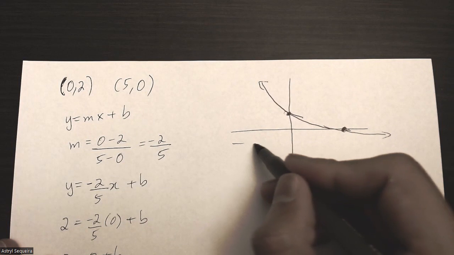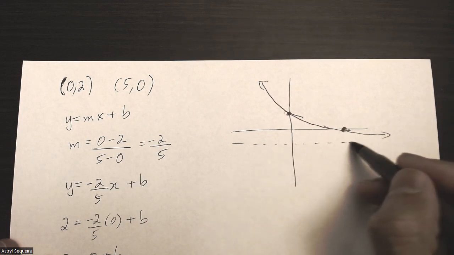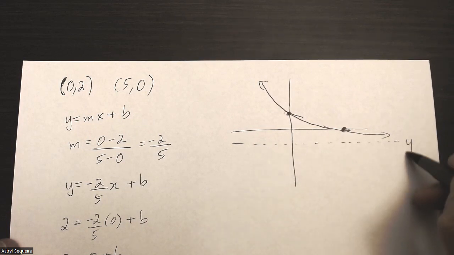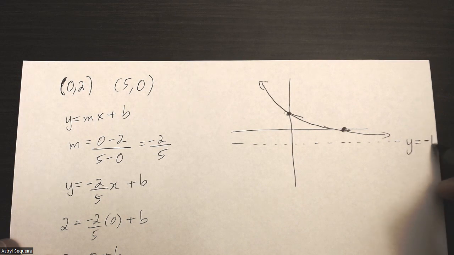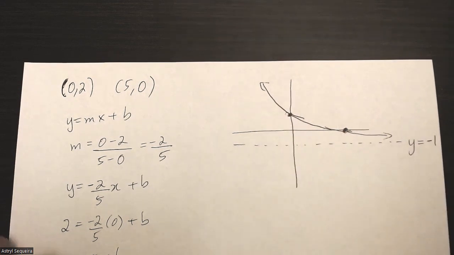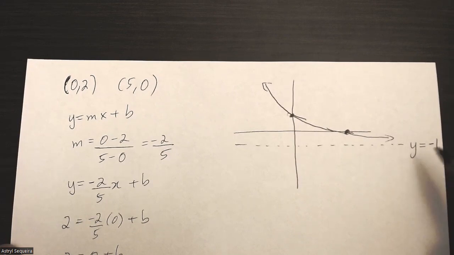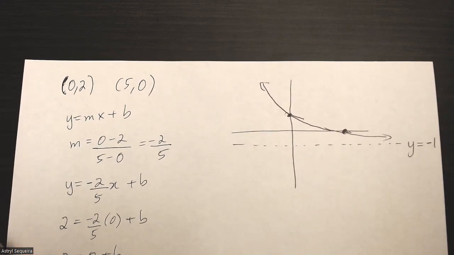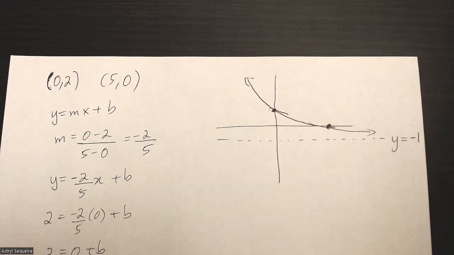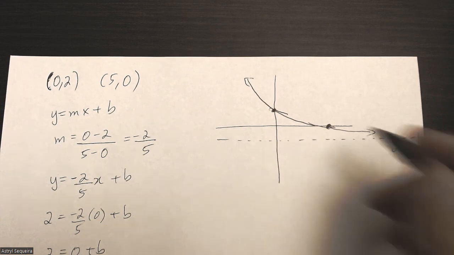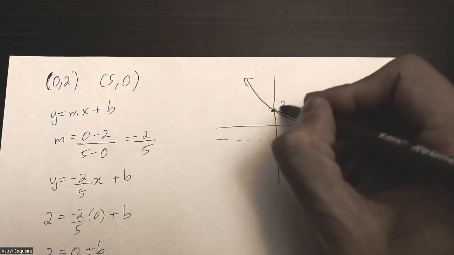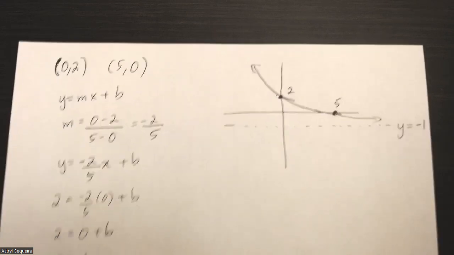I'm going to select my horizontal asymptote to be y equals -1. You want to try and pick it as close to the points as possible. That's why I picked -1. You could also do -2, -3 as well. -1 will likely give us the easiest solution. This point is 5 and this point is 2.